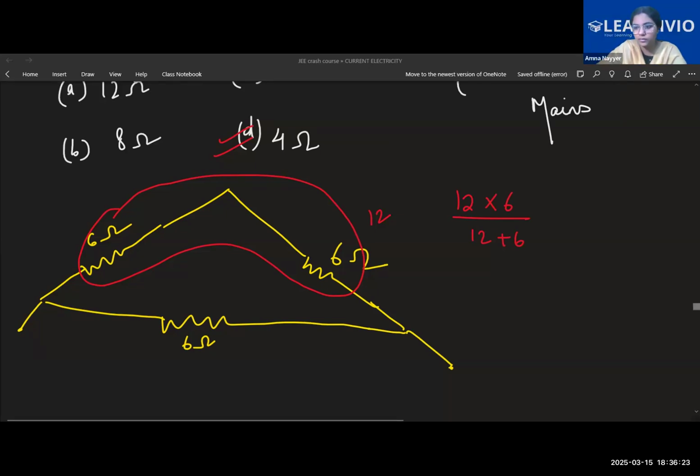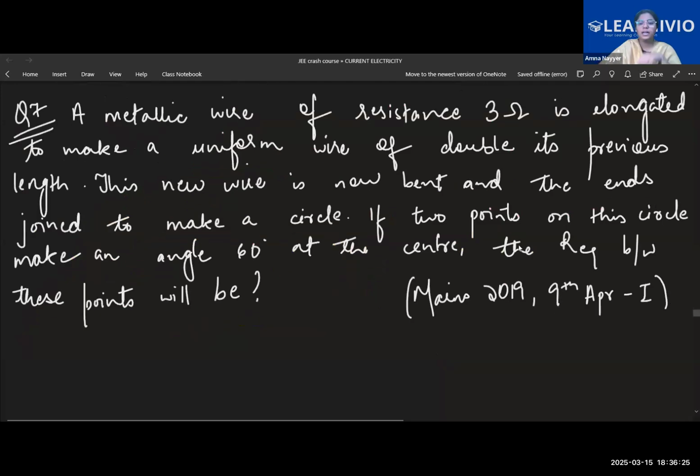Okay, you're done. Let's move to this. This is a good question. This says that a metallic wire, so similar pattern only, but with little modification. This has come in the JEE Mains 2019, 9th April. So this says that a metallic wire of resistance 3 ohm is elongated to make a uniform wire of double its previous length. Now, which relation should we apply here?